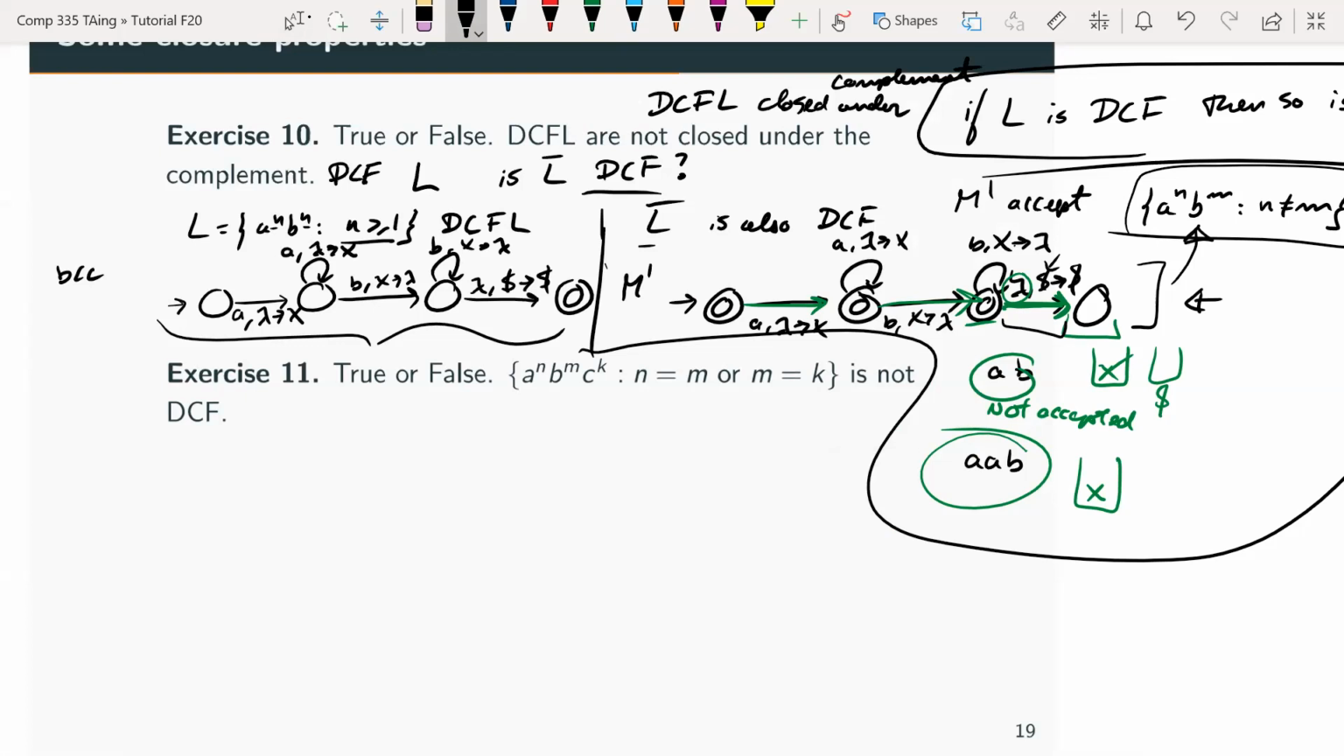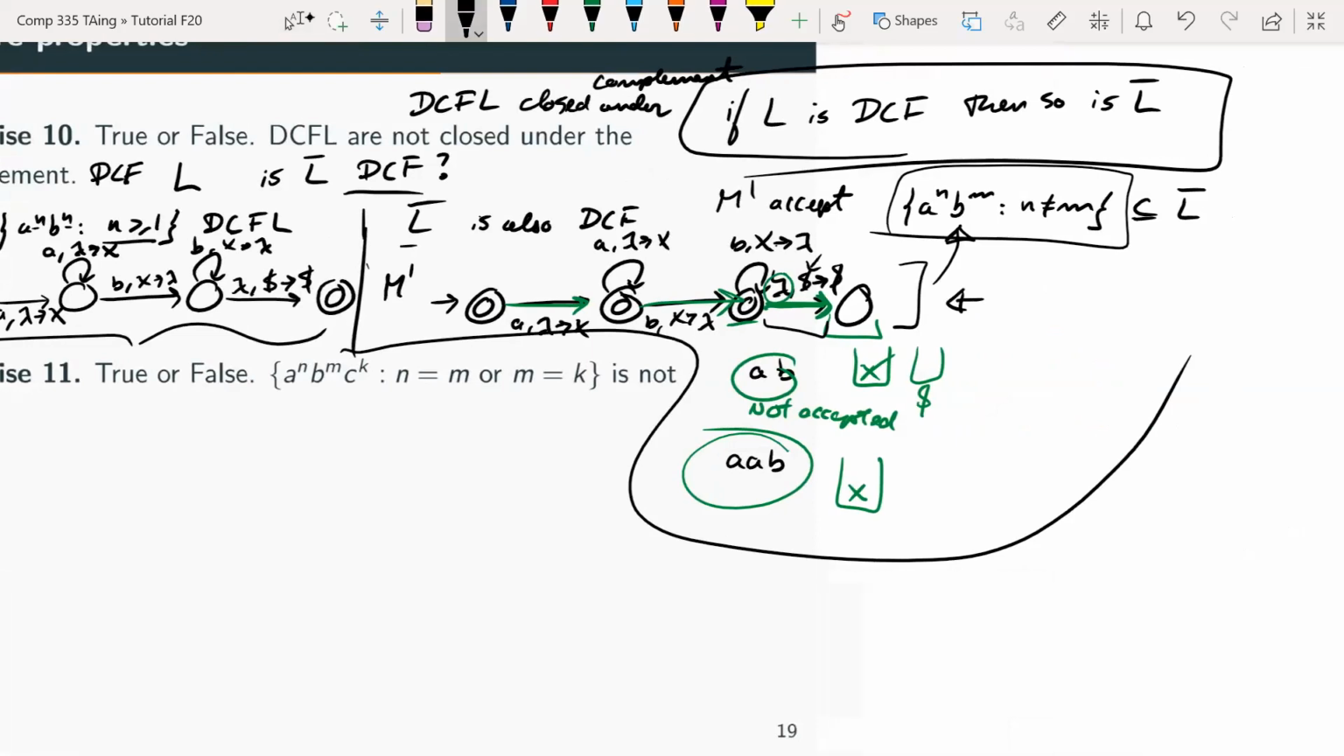But the major difficulty, the part of the language that's difficult to create a machine for, is A^N B^M with N different than M. The fact that you can find a machine for this that's also a DPDA allows you to say that the whole thing is a DPDA. So this is the one you drew, and this is a DPDA that accepts this language.